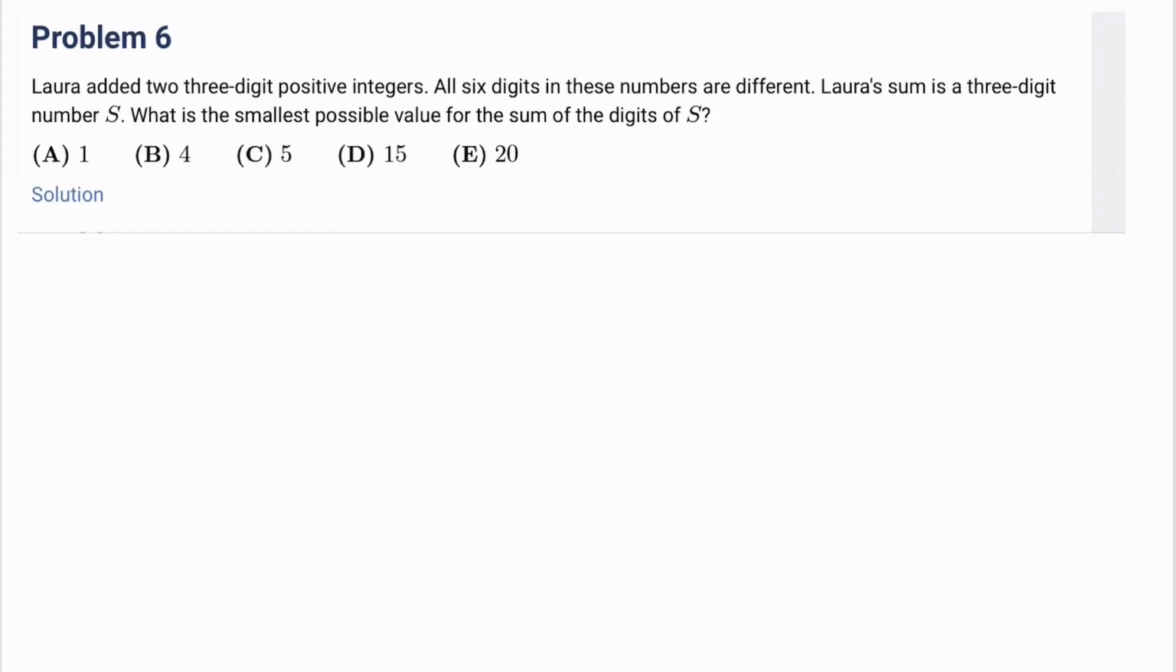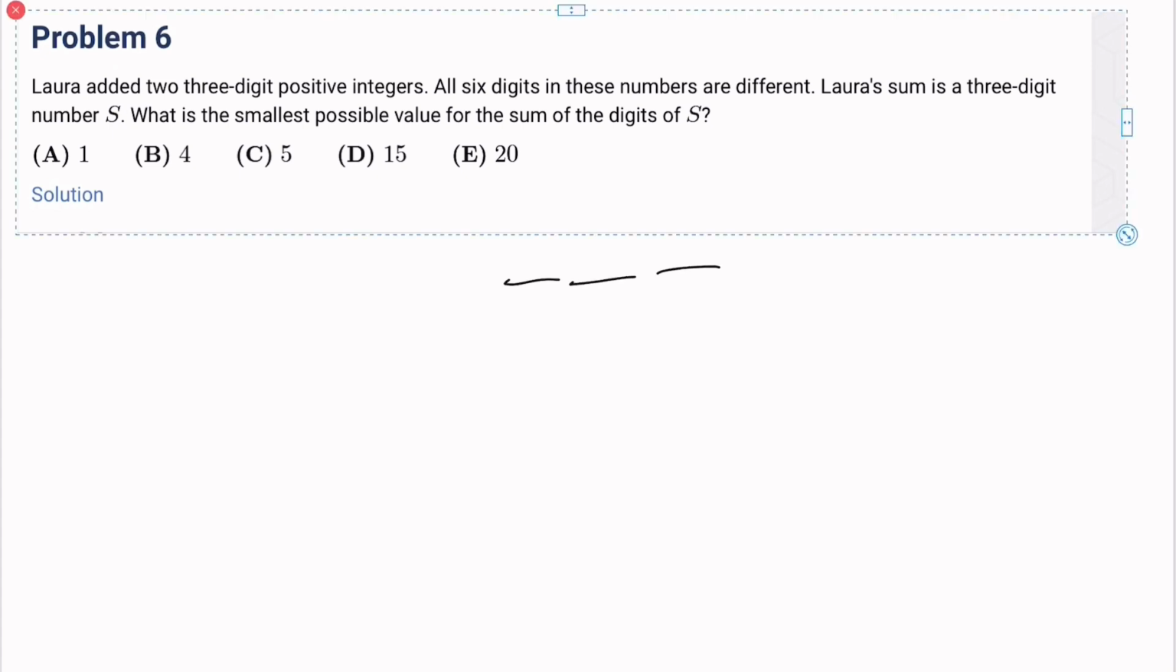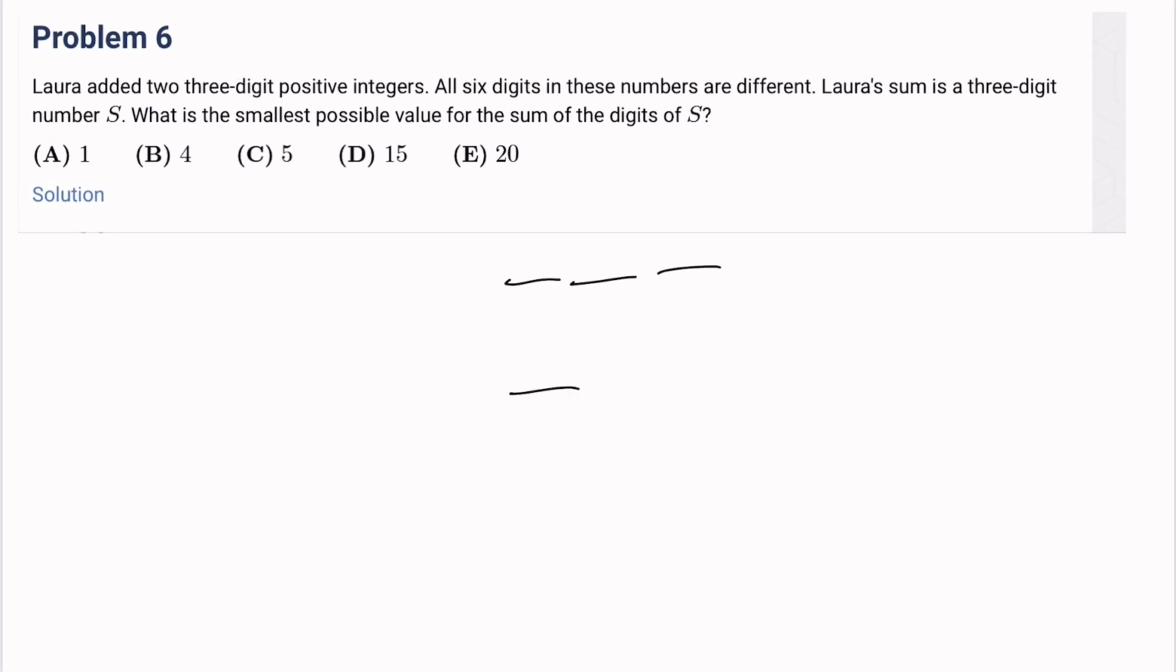Problem number 6. Laura added two 3-digit positive integers. All 6 digits in these numbers are different, and Laura's sum is a 3-digit number s. What is the smallest possible value for the sum of the digits of s, right? And so since we have two 3-digit positive integers like this, and all six digits are different, but we need to get the smallest value for the sum of the digits, right?